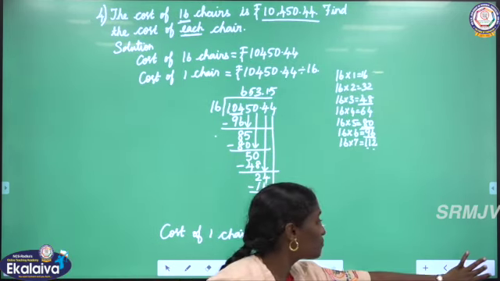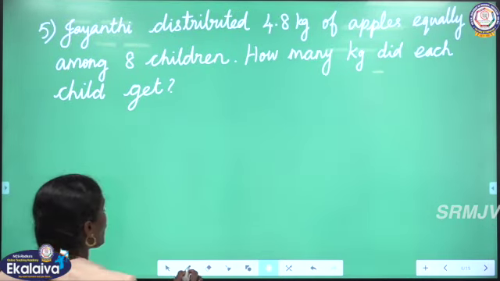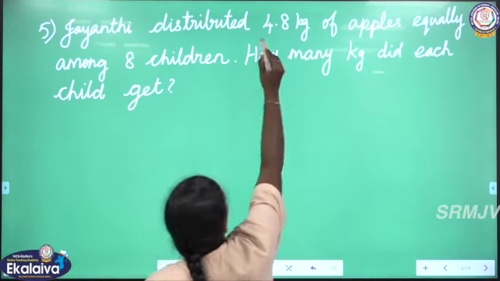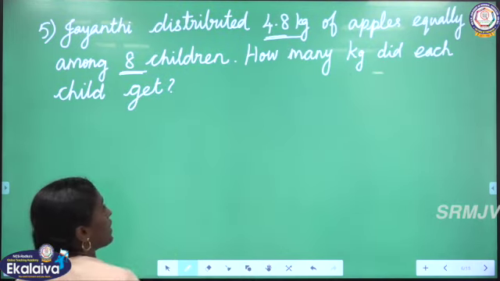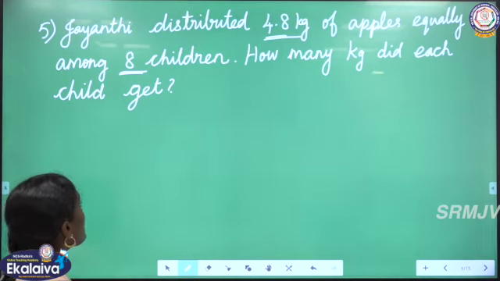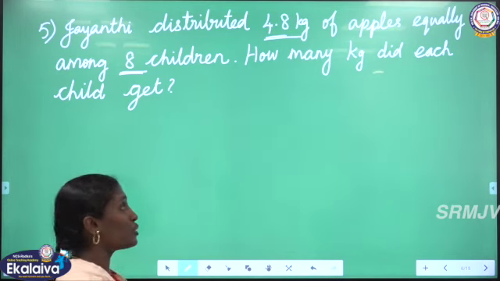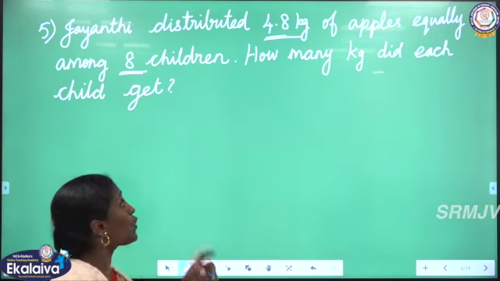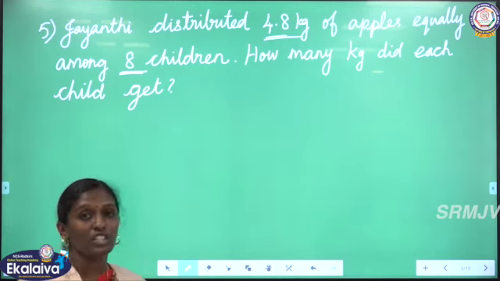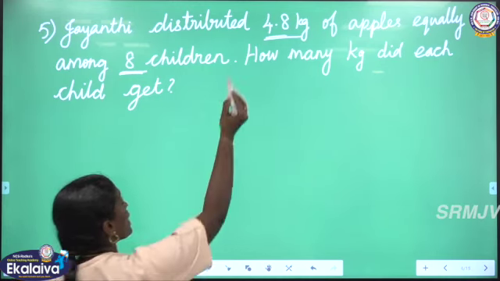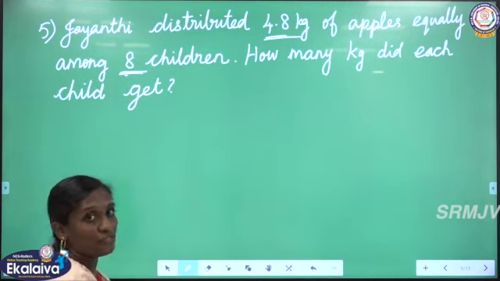Is it clear? The next one, Jayanti distributed 4.8 kilograms of apples equally among 8 children. How many kg did each child get? Here 4.8 kg of apples are distributed among 8 children. Now we are going to find out how much apple each child got. Okay, for that we are going to divide the total quantity of apple by the number of children.